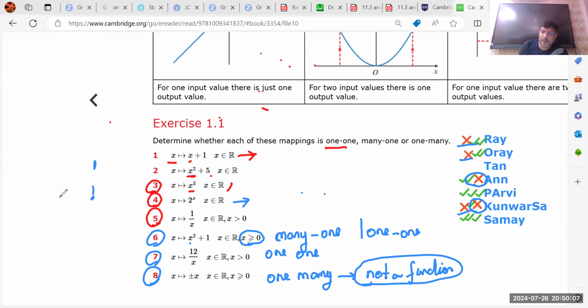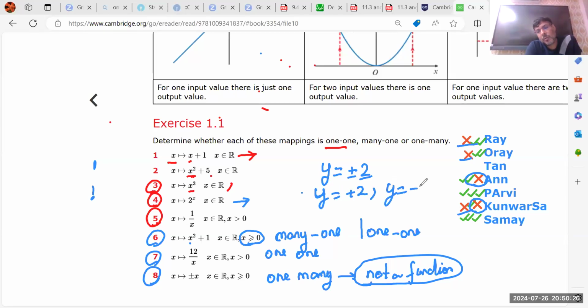Anvi, is it clear or do we have any doubts? I still didn't understand question 8. क्वेश्चन 8 बेटा, if I give you y can be equal to plus minus 2, तो अगर x 2 है तो y can be equal to plus 2 also and y can be equal to minus 2 also, correct? So the same value of x is pointing towards two values, 2 and minus 2. Understood? Have you understood, Tanish? Yes, sir.